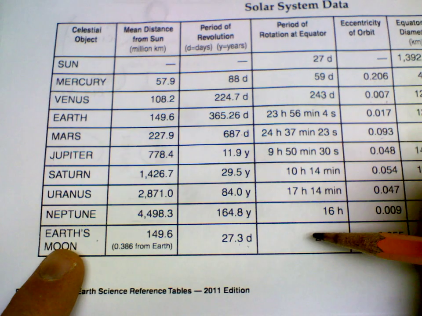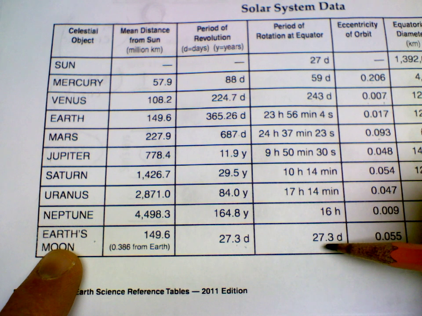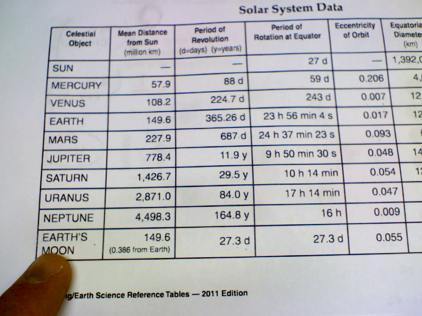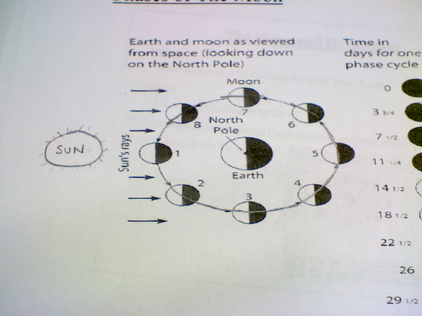And actually, take a look at the period of rotation. It's the exact same number. So that's why we only ever see one side of the moon. And what else do we need to know here? Also, it might ask you, how long does it take to do a full cycle of the phases?